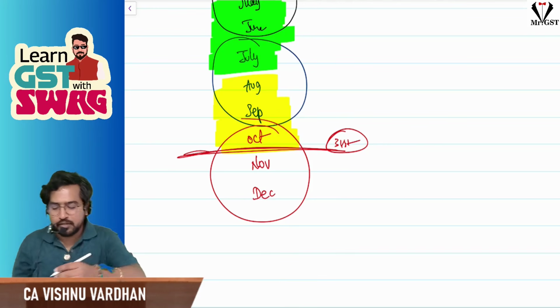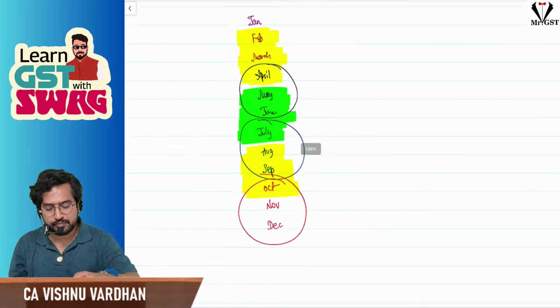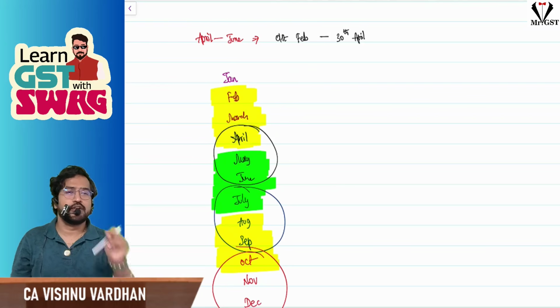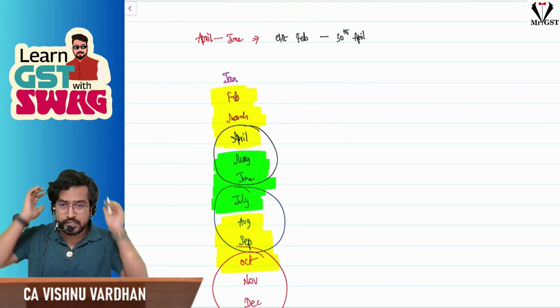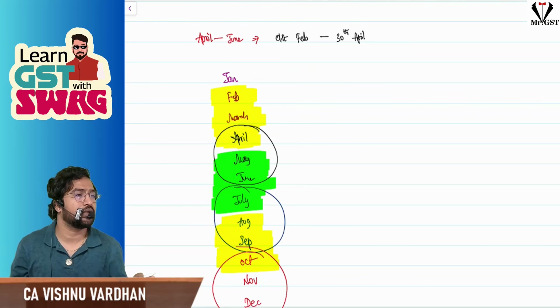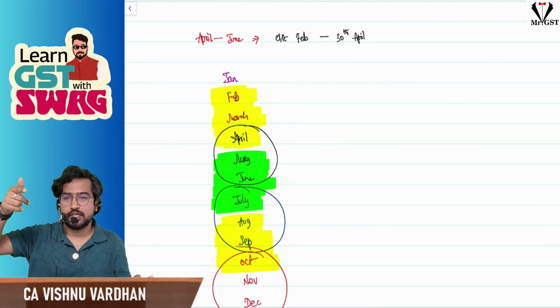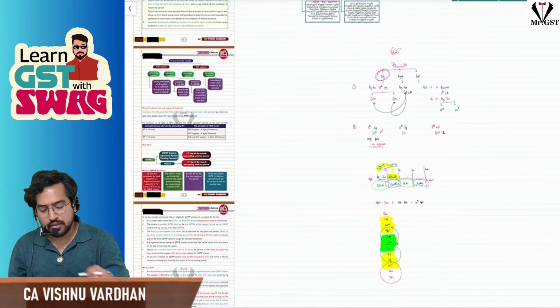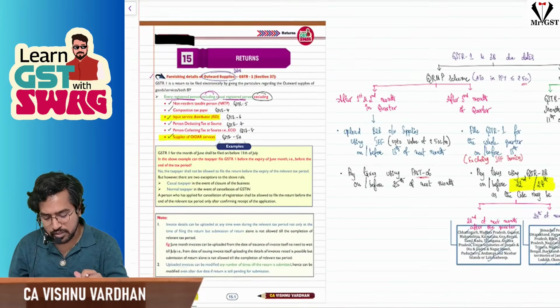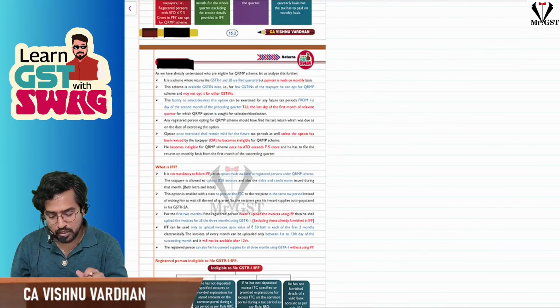Clear? Fine. Too much of spoon feeding. Let us proceed. Shall we continue? Now tell me when this window to select or deselect QRMP scheme will be open. First day of the second month of the preceding quarter till last day of the first month of the relevant quarter. Clear?